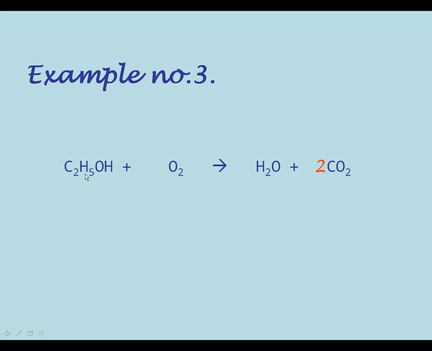We get to the next element, which is hydrogen, and there's 5 there and 1 there. So that's 6 hydrogens on the left. But over here on the right, there are 2 hydrogens. So 6 on the left, 2 on the right. We need to multiply this by 3 to get 6 hydrogens. So we can only do that by putting a 3 in front.